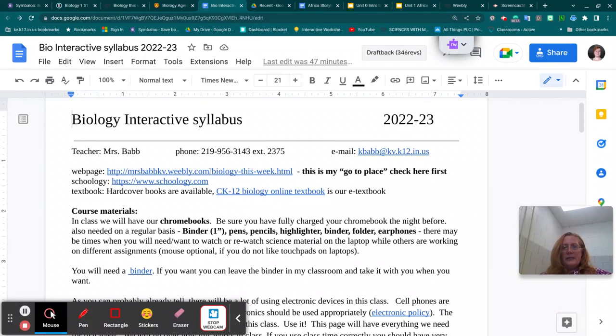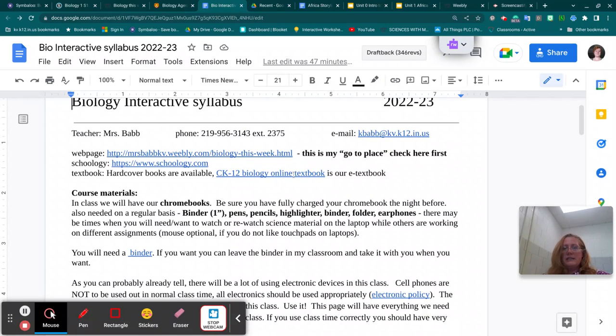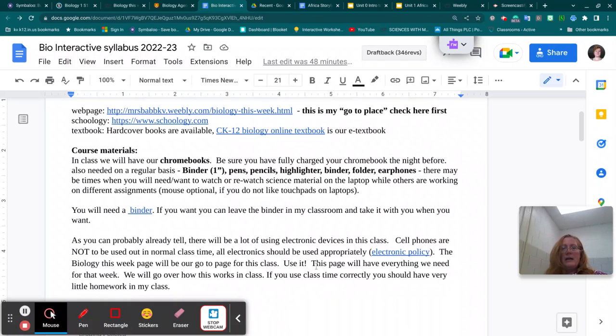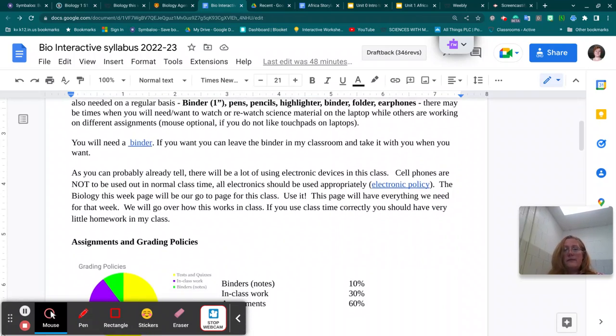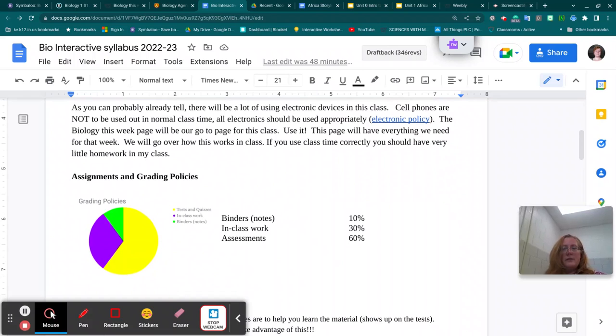There's my Weebly page. There's more about Schoology. There's our online textbook. Course materials, make sure you know that you need a binder because there is a binder grade. If you didn't know that, binders make up 10% of your grade. So make sure that you know that. Is it very important to keep your binder?